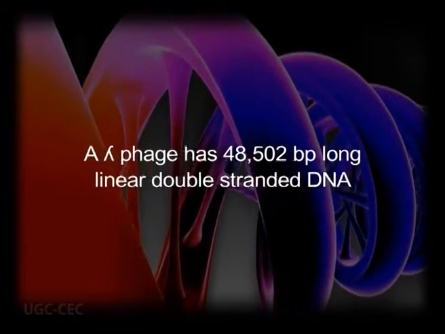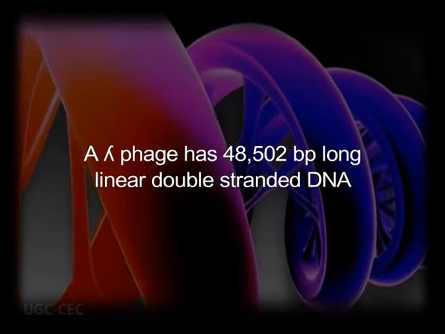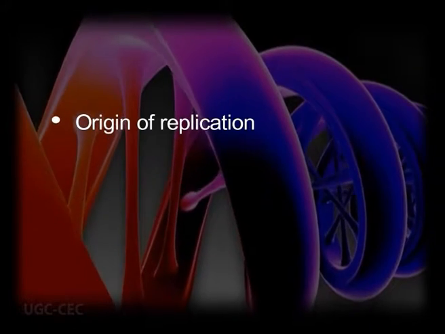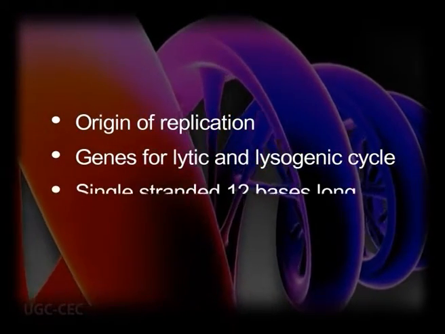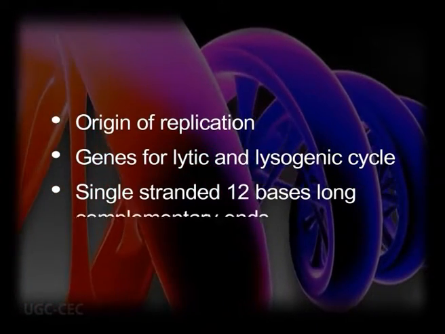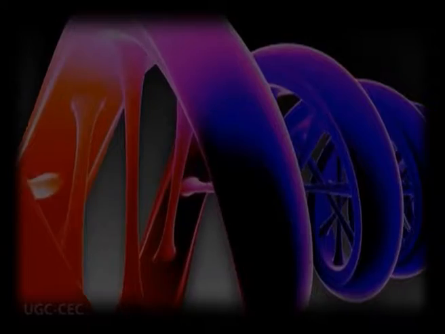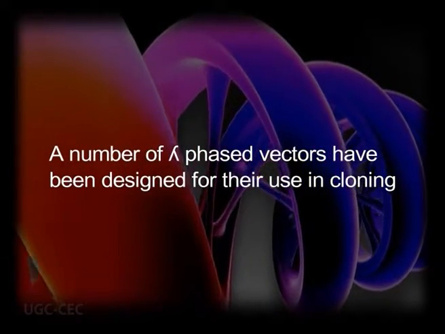A lambda phage has a 48,502 base pair long linear double-stranded DNA. It contains an origin of replication, genes for the lytic and lysogenic cycle, and single-stranded 12 bases long complementary ends, which are cohesive ends on each side. These are called cos sites. A number of lambda-based vectors have been designed for use in cloning.